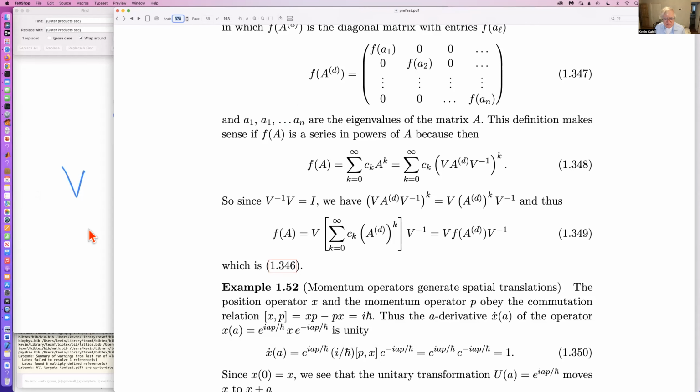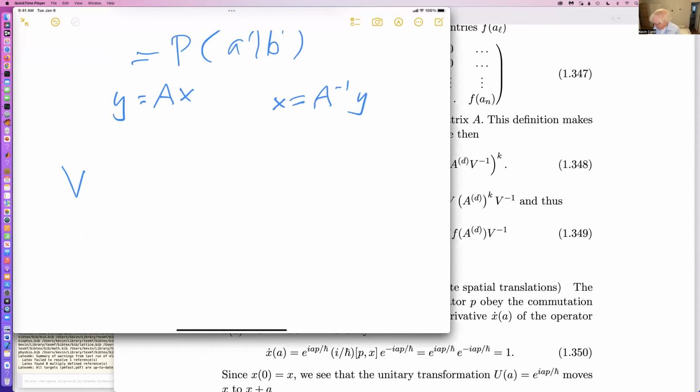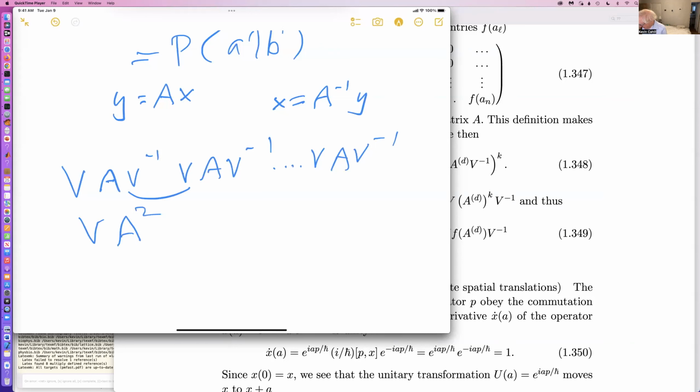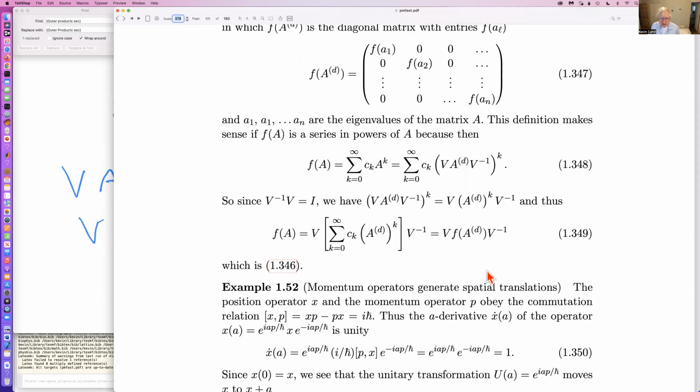V A V inverse, right. Okay, so we would have something like V A V inverse, V A V inverse, V A V inverse. And this V inverse V is just one. So this is V A squared V inverse, dot, dot, dot. And then you have V A V inverse V, that'll be again V A squared V inverse, and so forth. And this would be, if there are only these terms, V A to the fourth V inverse. And so that's what happens over here.